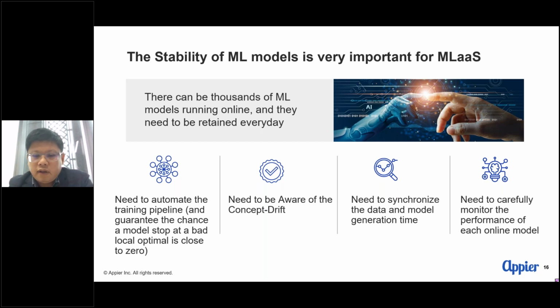Third, we need to synchronize the data acquisition and the model generation. So we know data keeps coming, and we need to update the model continuously. And we want to make sure the new model actually utilizes the most recent data to update the learning. And finally, we need to carefully monitor and also put alerts on abnormal situations in order to guarantee the 24-hour performance of a machine learning model.